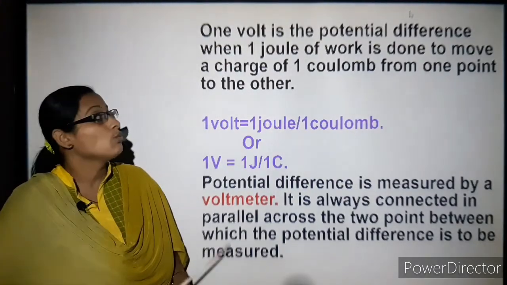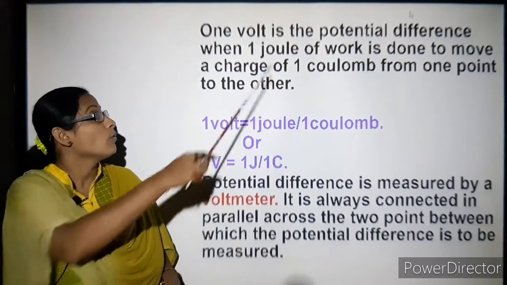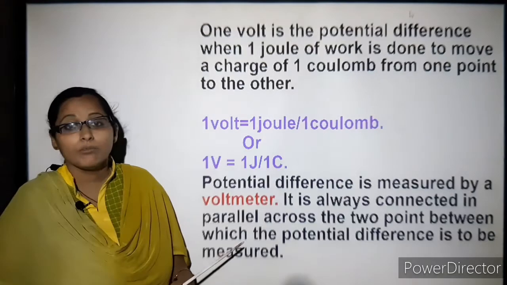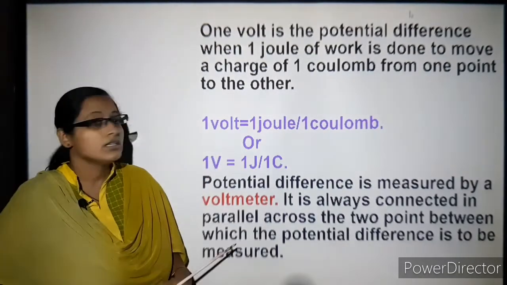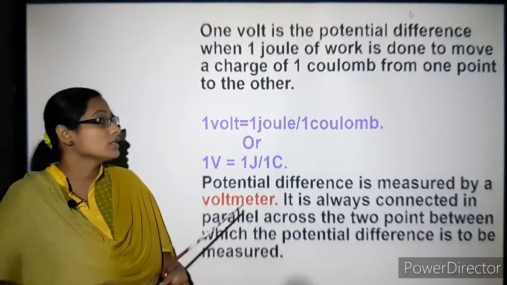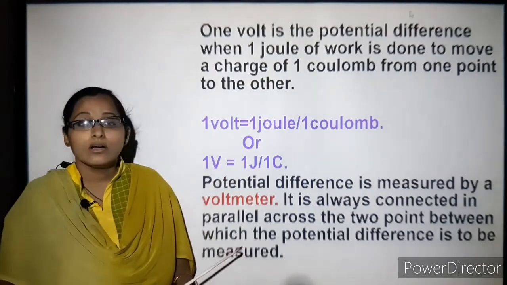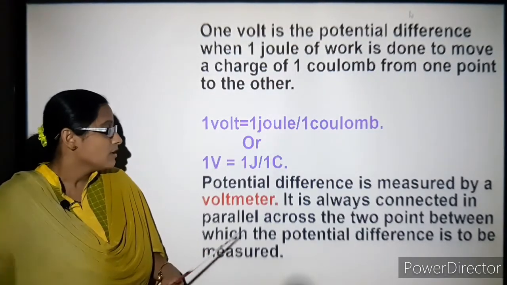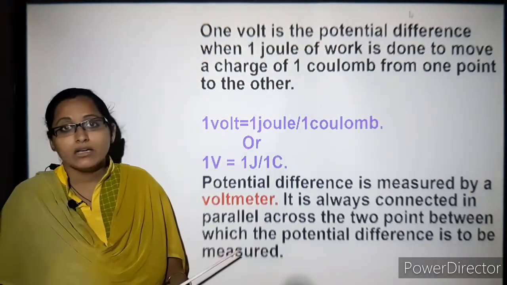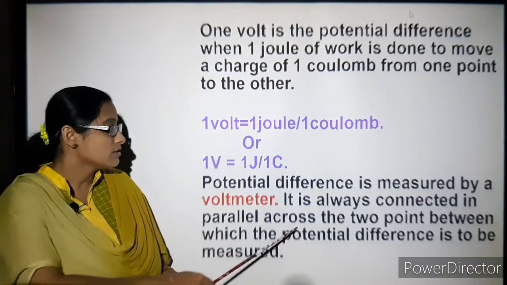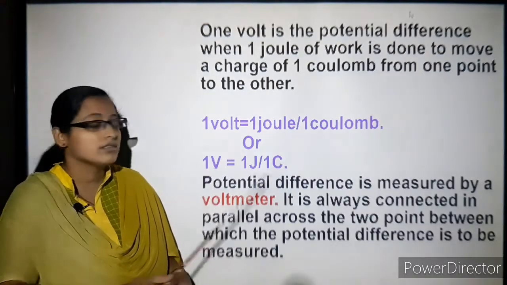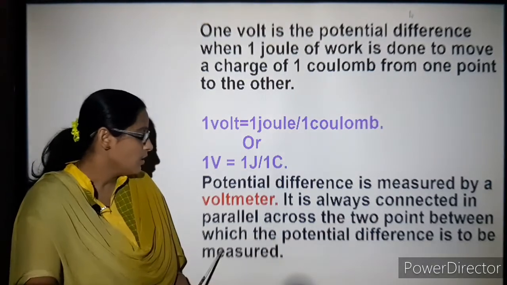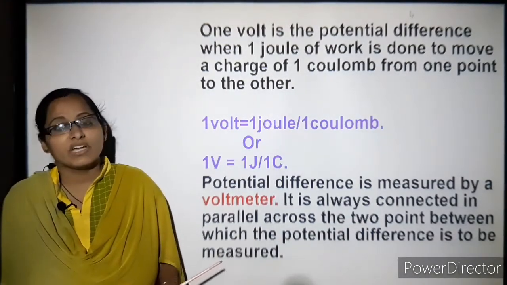So what is 1 volt? 1 volt is the potential difference when 1 joule of work is done to move a charge of 1 coulomb from one point to another. It can be represented as 1 volt is equal to 1 joule per coulomb, or 1 V is equal to 1 J by 1 C. Potential difference is measured by a voltmeter. We can see that a voltmeter is always connected in parallel across the 2 points between which the potential difference is to be measured.